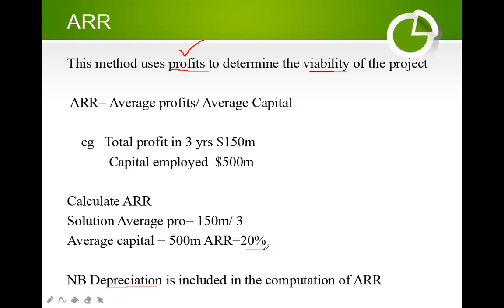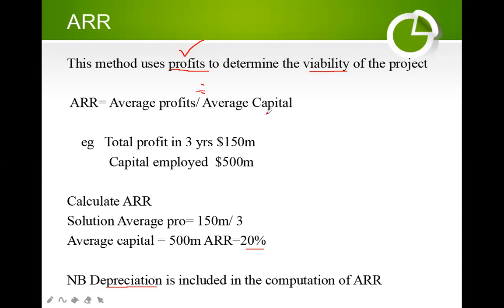So I'm saying accounting rate of return uses profits. We determine the profits that we are going to make for the duration of the project, let's say for 50 years. If we have determined the profit for 50 years, we need to come up with the average of 50 years. So we say profit for 50 years divided by 50 years, then we get the average annual profit. Then we use that to calculate the accounting rate of return. So the formula is very simple. We use average profits. We divide the average profits by the average capital employed, or our capital employed.